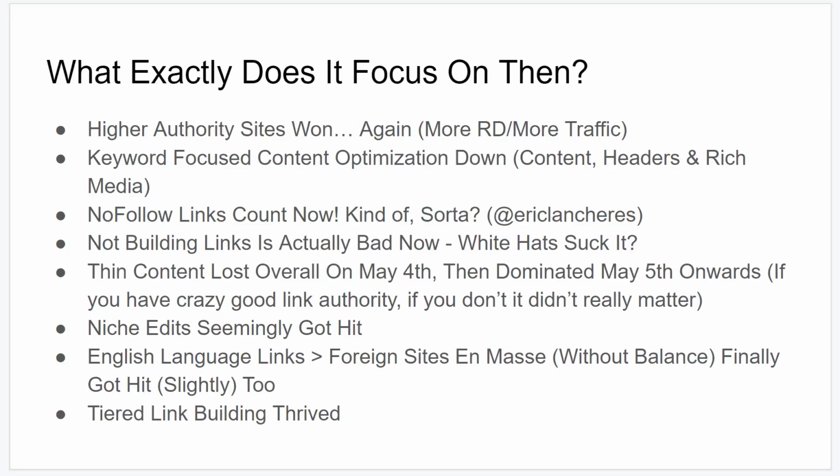And then tiered link building thrived. Tiered link building for Web 2.0s, tiered link building for guest posts, tiered link building for anything really did very well in this update from what we're seeing. And not only did it do very well in foreign language search, which is very surprising, it also did very well in English search. And we were actually seeing that foreign SERPs were getting dominated by Web 2.0 spam tiered links more than ever, which was very interesting to see, that a lot of sites were ranking from just Web 2.0 spam in foreign SERPs, which is quite disappointing in one instance anyway.